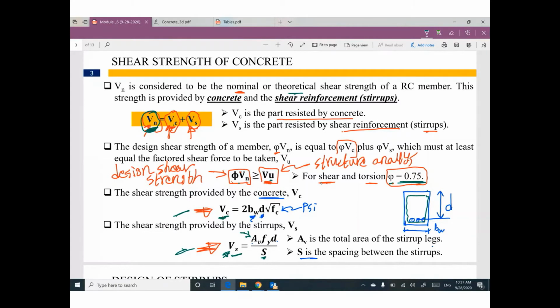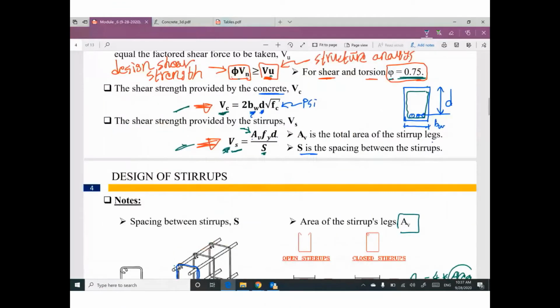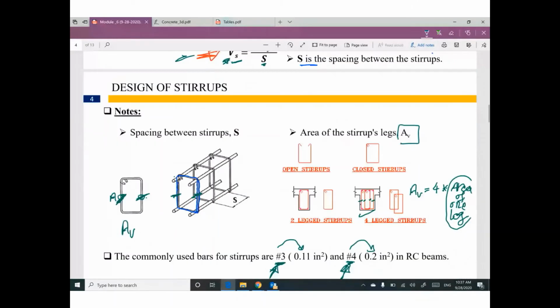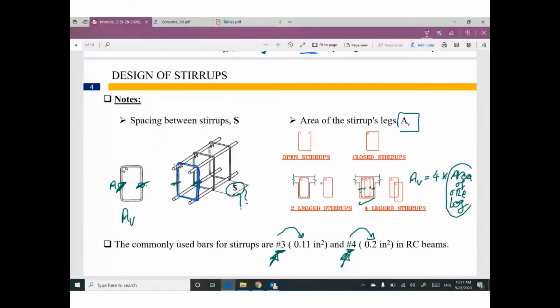That's easy. That's fine. But sometimes we need to design. What do I mean by design? We need to figure out the value of s. s is unknown. What is the design value, or what is the size of these stirrups? Number 3 or number 4, or what? So this is a design.